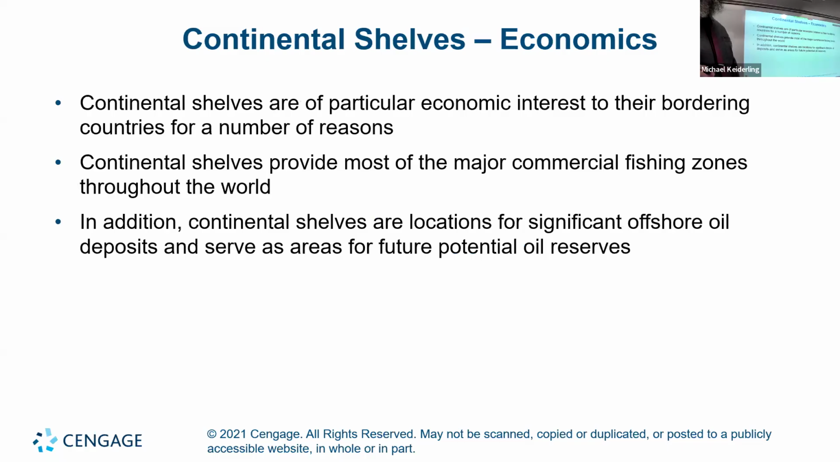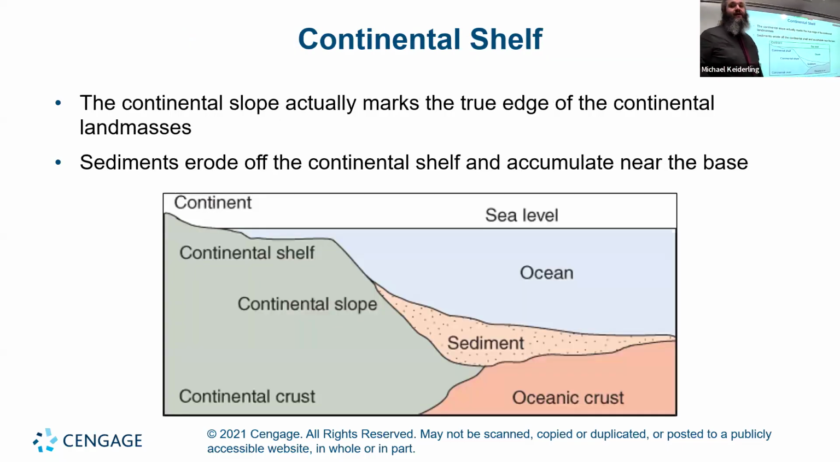Continental shelves are of particular economic interest to the bordering countries for a number of reasons. They provide most of the major commercial fishing zones throughout the world because they're shallower. You can get certain types of fish there. In addition, continental shelves are locations for significant offshore oil deposits and serve as areas for future potential oil reserves.